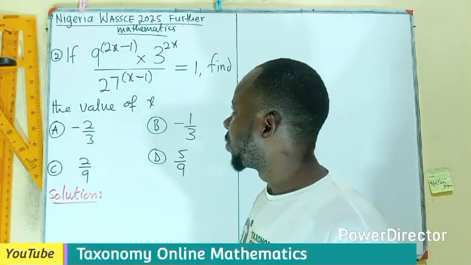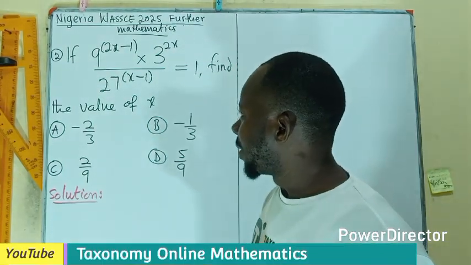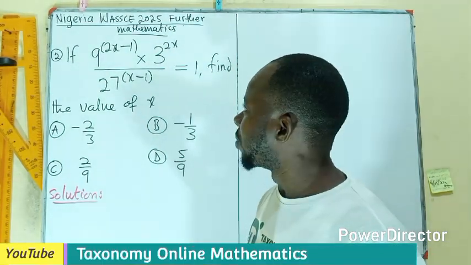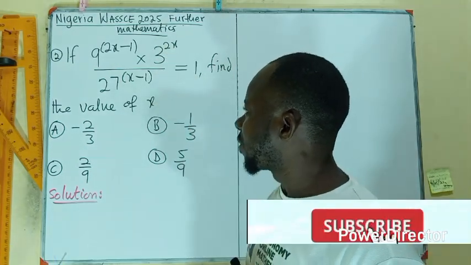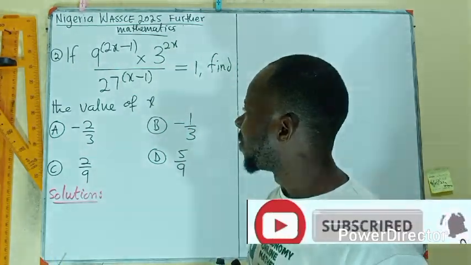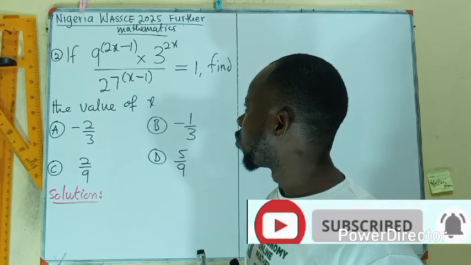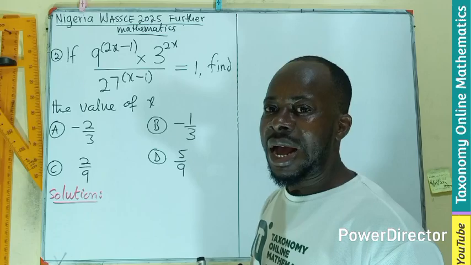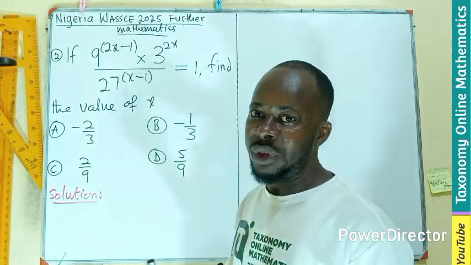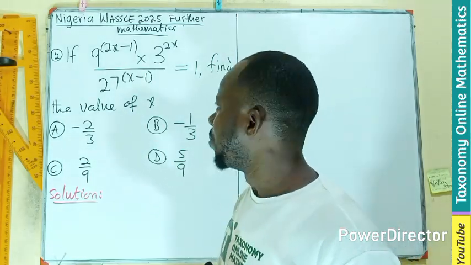Alright, let's check the number 2. If 9 raised to the power 2x minus 1 multiplied by 3 raised to the power 2x, all divided by 27 raised to the power x minus 1, all equals 1, we are finding the value of what? X. This is just indices, which we need to break into the same base.